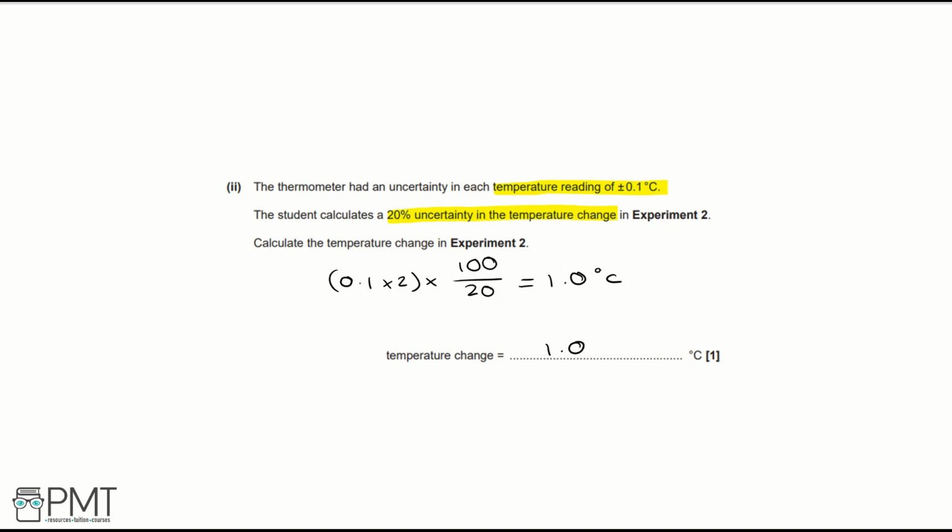To get the mark for this question, you must write 1.0 degrees Celsius, or just 1. That gets you the mark for this question.